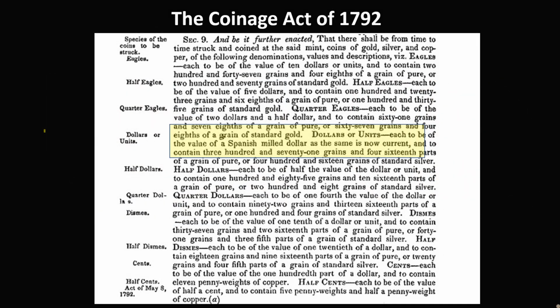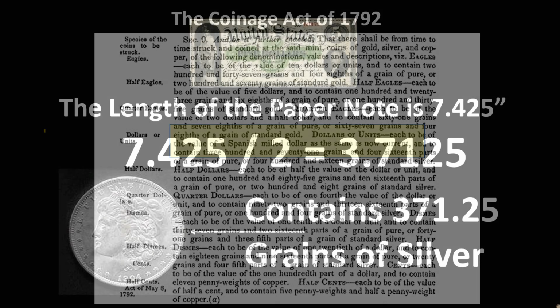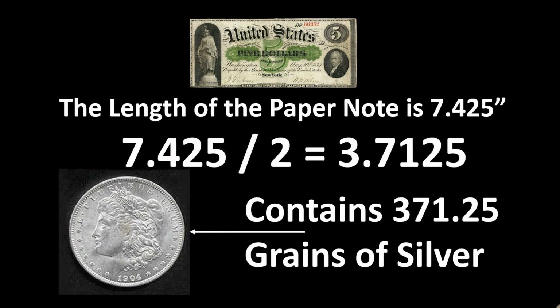The Coinage Act of 1792 made the silver dollar the foundation of the new nation's monetary system, stating that each was to contain 371 grains and 4/16 parts of a grain of pure silver. So each half of a note's length enshrines in number the essence of what is a dollar's true value.